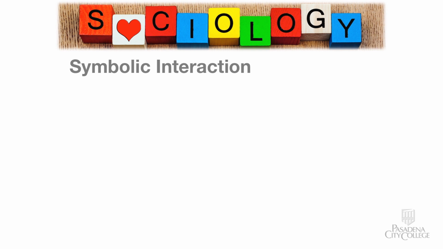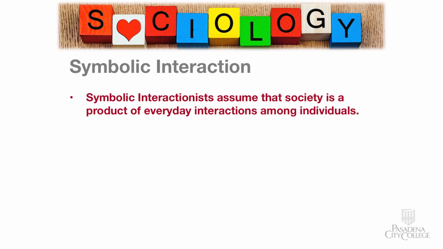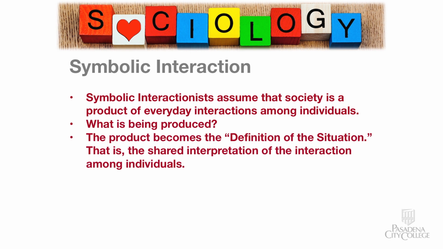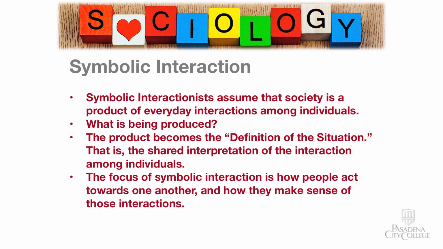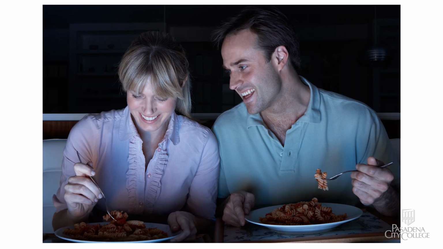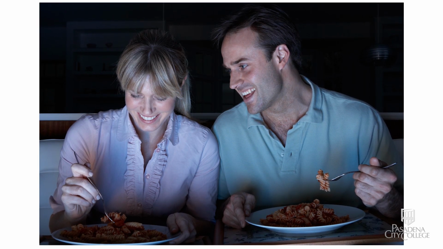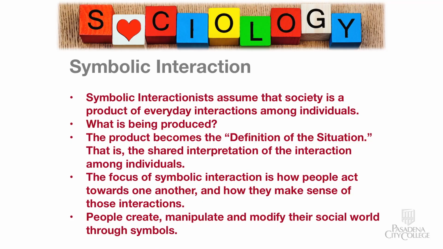Symbolic interaction. Symbolic interactionists assume that society is a product of everyday interactions among individuals. So, what is being produced? The product becomes the definition of the situation, that is, the shared interpretation of the interaction among individuals. The focus of symbolic interaction is how people act towards one another and how they make sense of those interactions. People create, manipulate, and modify their social world through symbols.